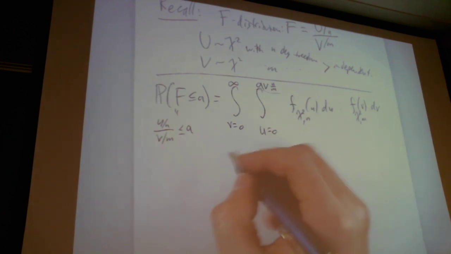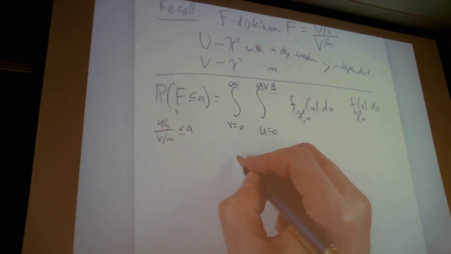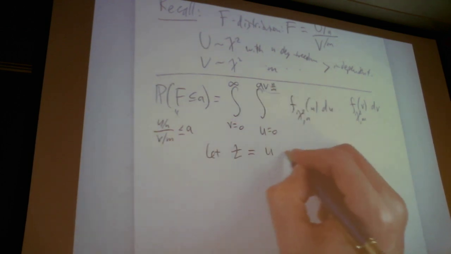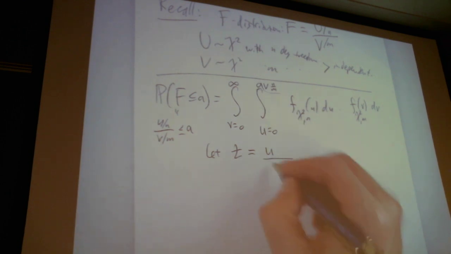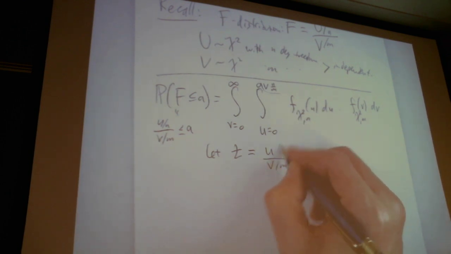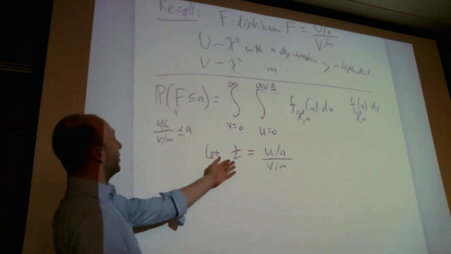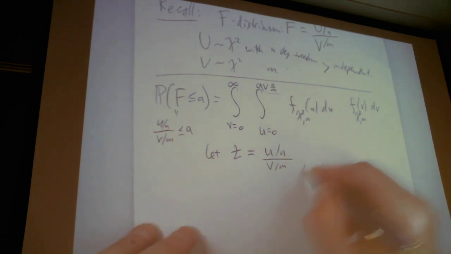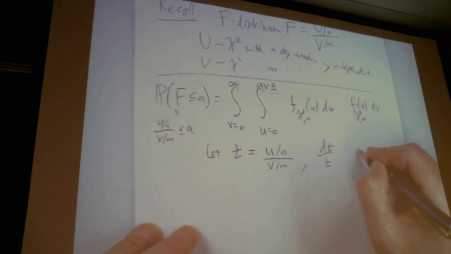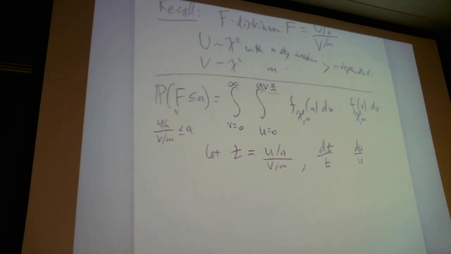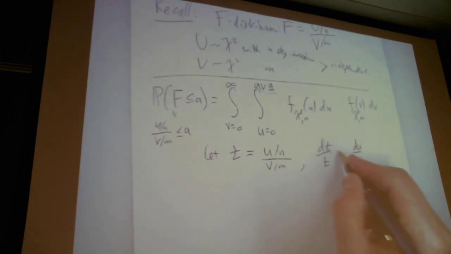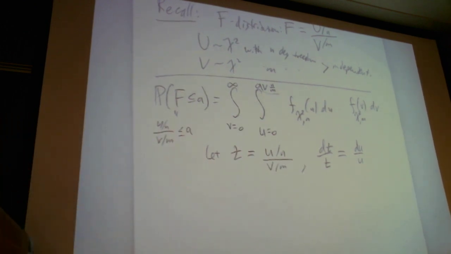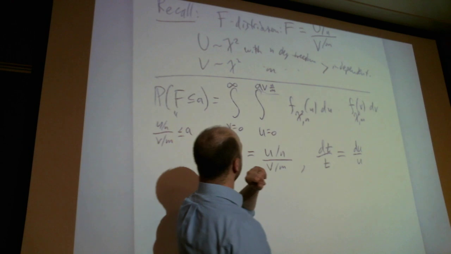So we make a change of variables. What do you want to call this? T or something? Let t equal u divided by this stuff, divided by v over m over n. In other words, t is the original f variable, so that indeed goes up to a. dt over t, how does that compare to du over u? They're equal. That's the beauty of this par measure. So we'll put in what this is in a second.